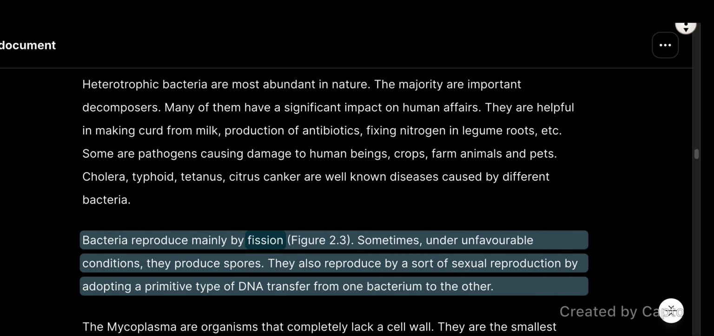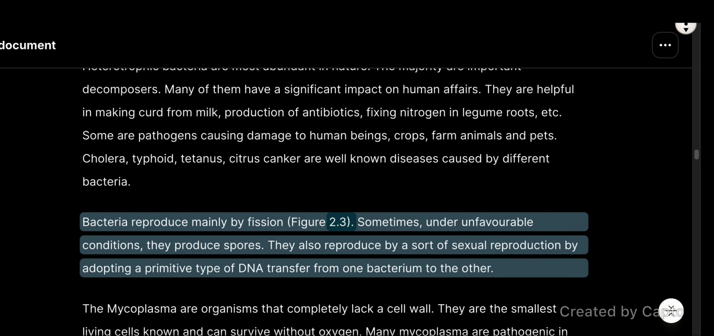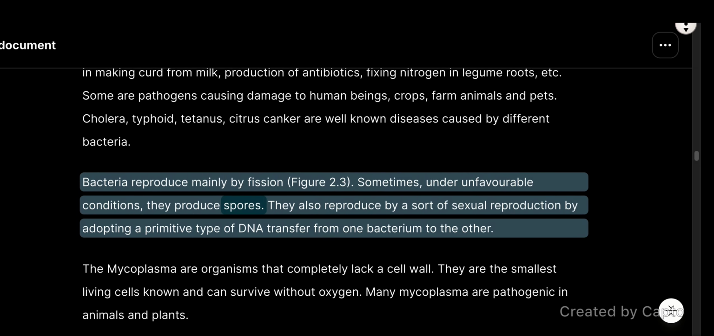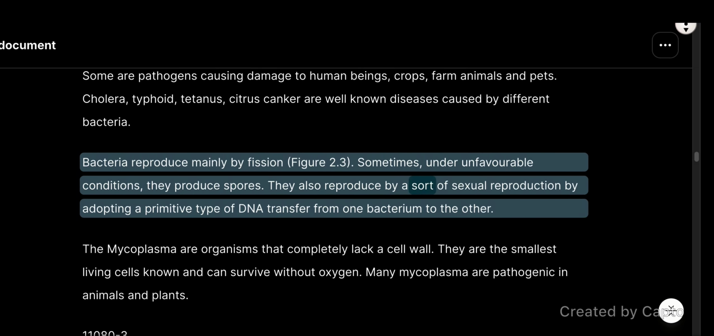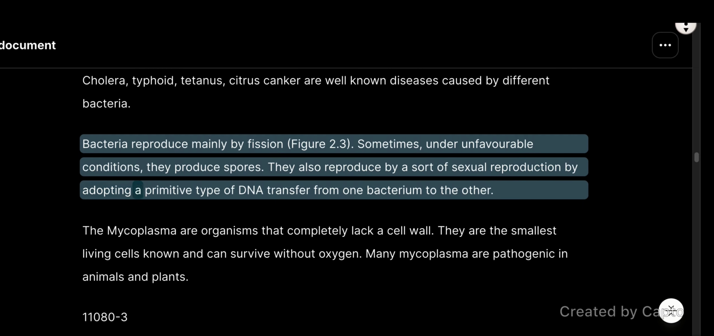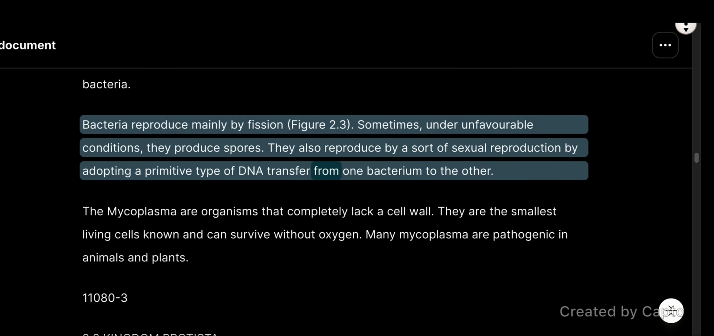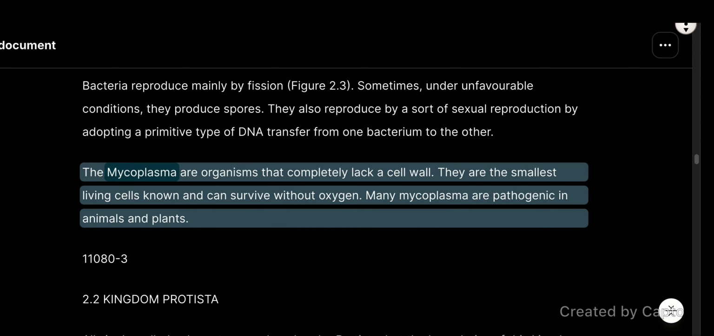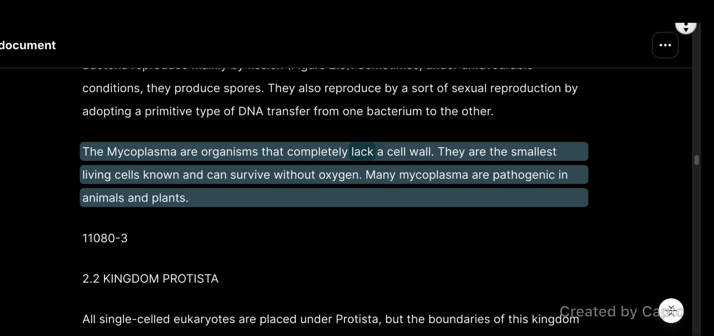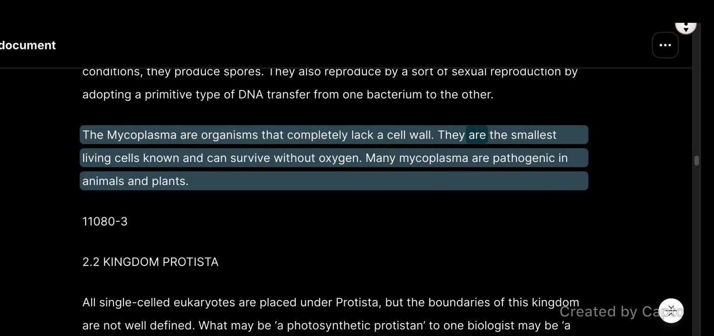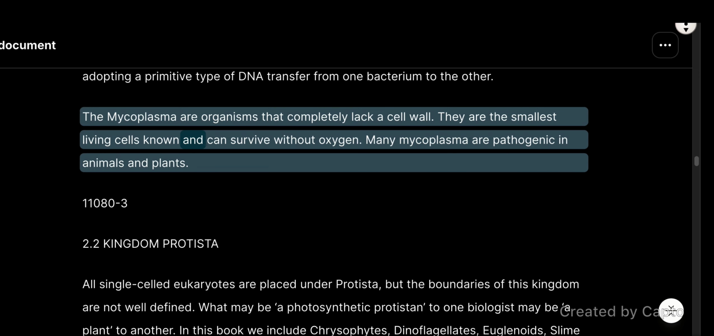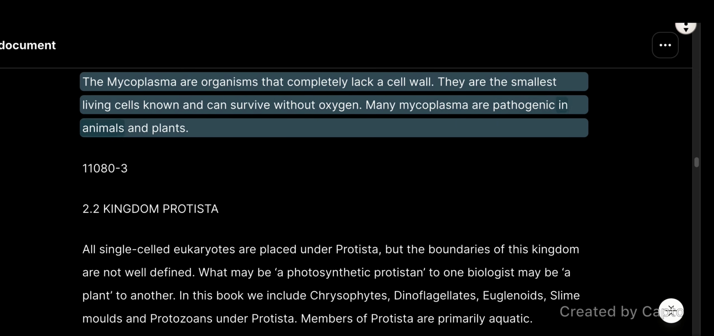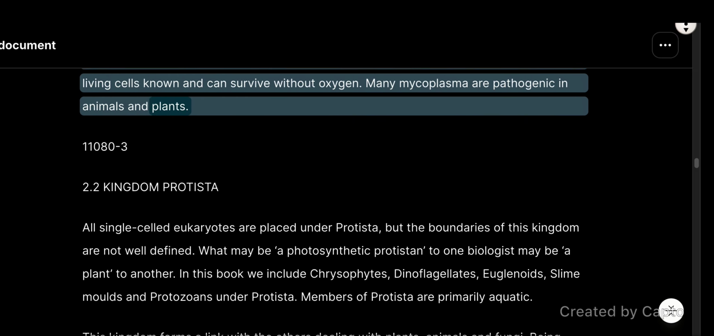Bacteria reproduce mainly by fission. Figure 2.3. Sometimes, under unfavorable conditions, they produce spores. They also reproduce by a sort of sexual reproduction by adopting a primitive type of DNA transfer from one bacterium to the other. The mycoplasma are organisms that completely lack a cell wall. They are the smallest living cells known and can survive without oxygen. Many mycoplasma are pathogenic in animals and plants.